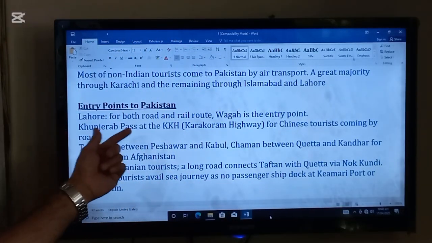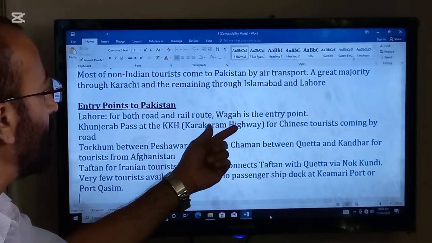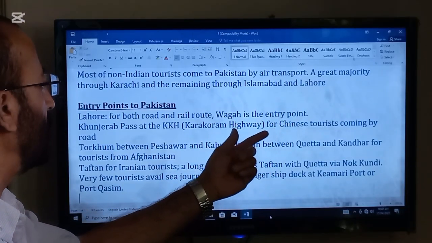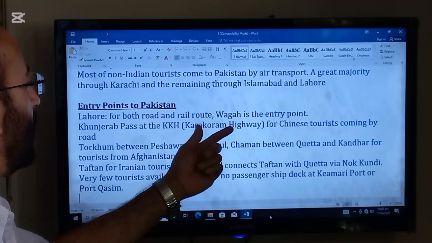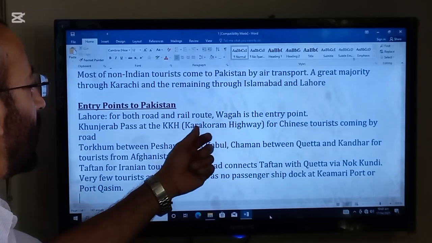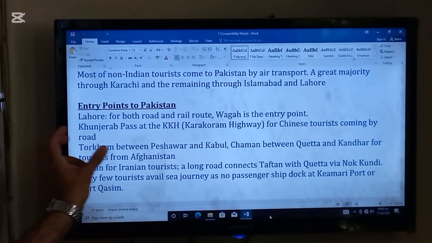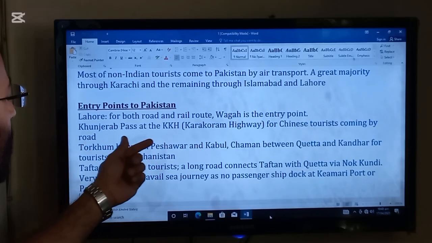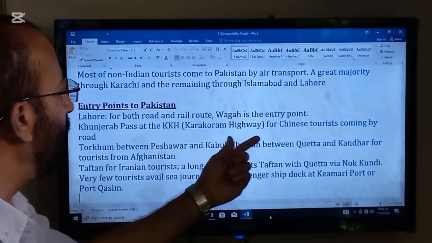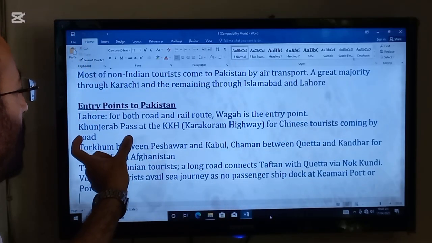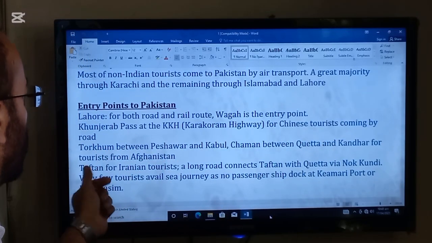So Lahore for both road and rail transport, that is Wagah, is the entry point. So for the Indian tourists coming to Pakistan, the major entry point is actually Wagah border, either they are coming through the rail route or the road route. Khunjerab Pass at the KKH, Karakoram Highway, is for Chinese tourists coming by road. So this is the entry point for Chinese.